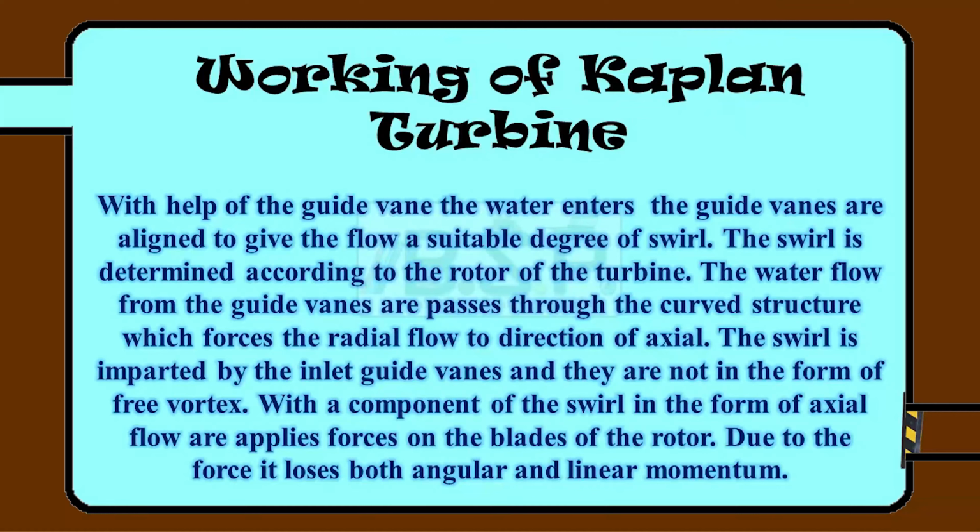With the help of the guide vanes, the water enters, and the guide vanes are aligned to give the flow a suitable degree of swirl. The swirl is determined according to the rotor of the turbine. The water flow from the guide vanes is passed through a curved surface which forces the radial flow to the axial direction. The swirl is imparted by the inlet guide vanes and is not in the form of a free vortex. With a component of swirl in the form of axial flow, forces are applied on the blades of the rotor. Due to the force, it loses both angular and linear momentum.